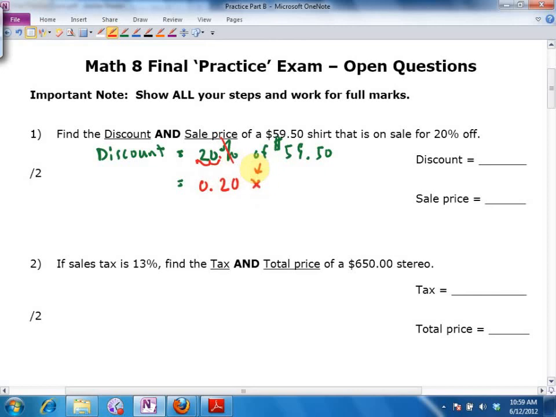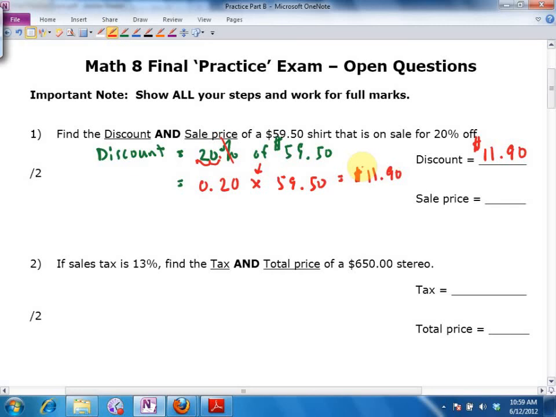Of is always times. And then I've got 59.50. What do you get when you multiply that? And your answer is $11.90. Thank you. $11.90. Okay. Just do it right here too.